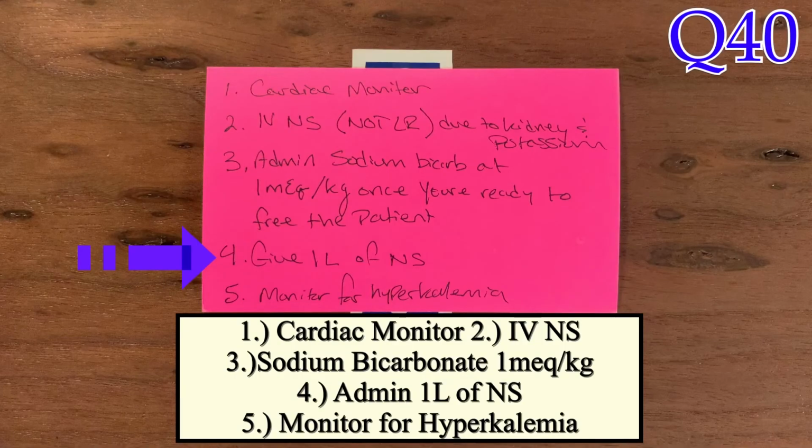Lastly, you're going to monitor for hyperkalemia or high potassium on your ECG. That would be peaked T waves, your biggest indicator. So it's a lot to remember, but it's important to remember all of these steps when treating your crush syndrome patients. Alright, so that wraps up question 40.